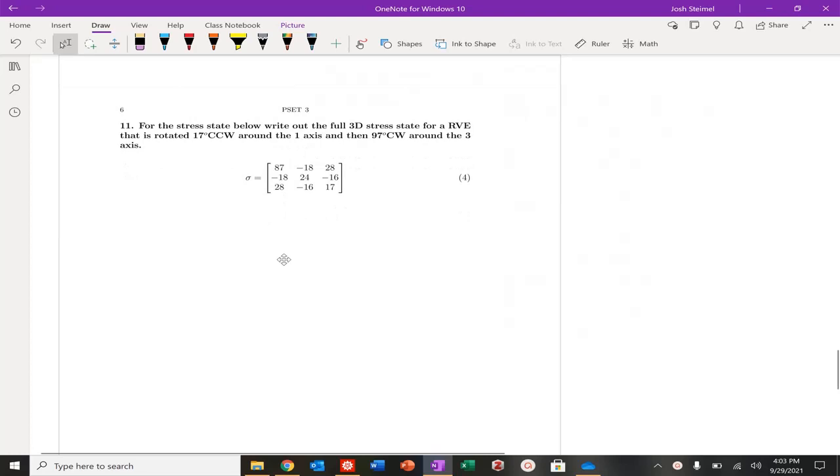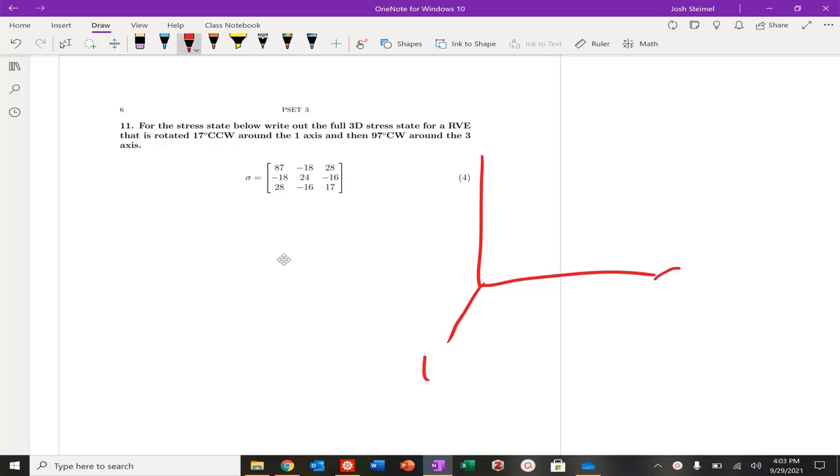Last one. Let's look at the stress state below for the fully 3D stress state, and then for one that's rotated as well. So we have 1, 2, and 3. And so if we're first rotating, essentially for our RVE, we're rotating 70 degrees counterclockwise around the 1 axis. So this is going to be our new 3 prime. So this is 17 degrees, and our new 2 prime is going to be here. So 17 degrees.